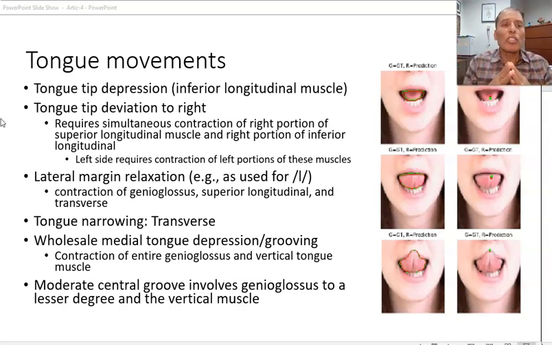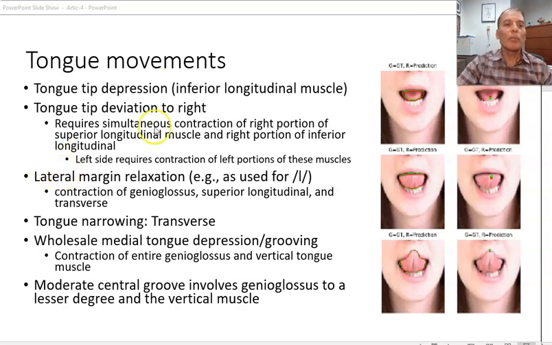For tongue tip depression, we understand tongue tip depression is a function of the inferior longitudinal muscle. It contracts and it brings down the tongue tip. The one that does the opposite is the superior longitudinal. It contracts and lifts up the tongue tip.